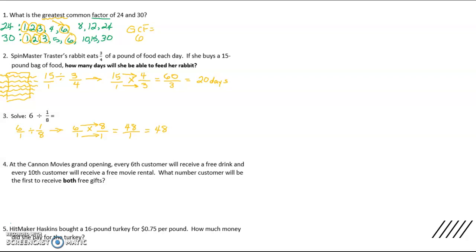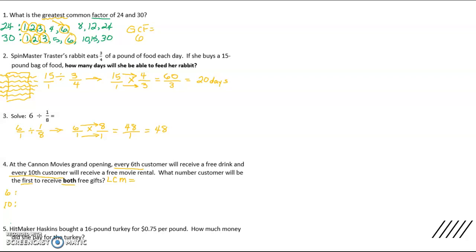All right, so one clue is that it's saying every 6th customer and every 10th customer. And what number customer would be the first? The first is one of our clue words, and both free gifts. So looking at these clues, I know that this is going to be an LCM problem. All right, an LCM problem. So I have to remember that LCM is for multiples. So I'm going to find the multiples of 10 and 6 and see what they have in common.